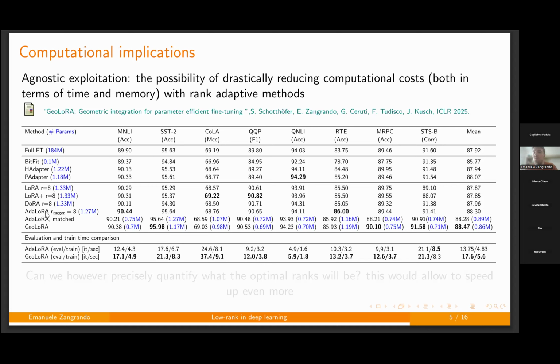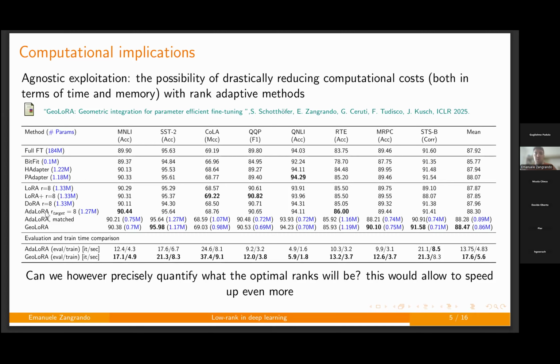But yeah, this was just to motivate why the question of the implicit bias towards low-rank matrices is important, and how to exploit it computationally. If we could quantify what the optimal ranks will be, we would speed up even more, because there would be no need to use rank adaptive methods. One could choose a priori the correct, optimal ranks, and would just optimize neural networks, constraining the weights to be in the correct rank manifold. And so this is the second approach: try to understand what these optimal ranks are.